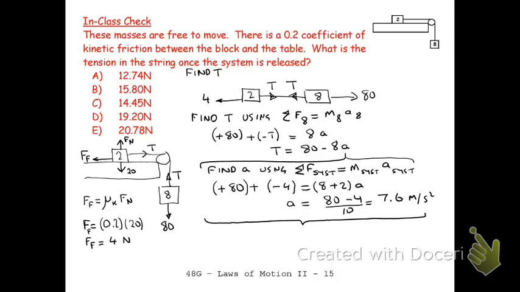So, T is equal to 80 minus 8 times 7.6, which equals 80 minus bracket 8 times 7.6, 19.2.